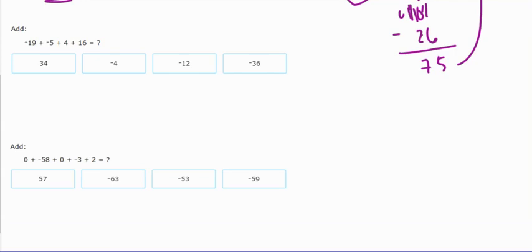So again, if there's more than 2 integers that you're adding, definitely combine your negatives and then combine your positives. So negative 19 and a negative 5 is a negative 24, plus 4 and 16 is 20. So what do you have more of? Do you have more negatives or positives? We have more negatives, and we have 4 more, so a negative 4.